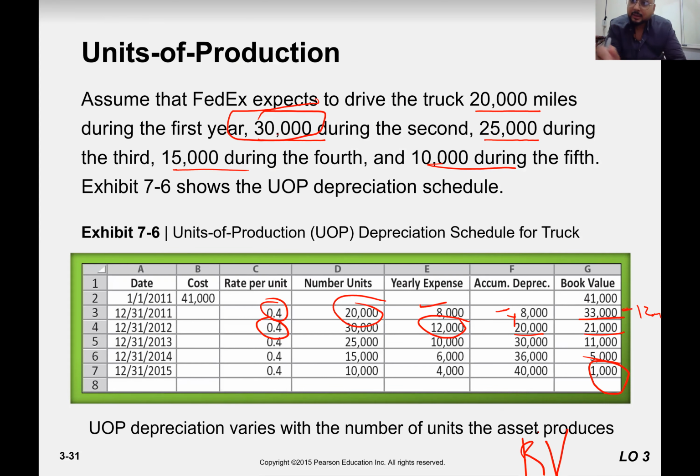So entries are the same, just figures, yearly expense is different. So you see something extraordinary here, and that is yearly expense in unit of production is different: 8,000, 12,000, then 10,000, 6,000, 4,000, which means the more the driver drove, the more the depreciation is. So it's not like 8,000, 8,000, 8,000, 8,000 evenly every year.